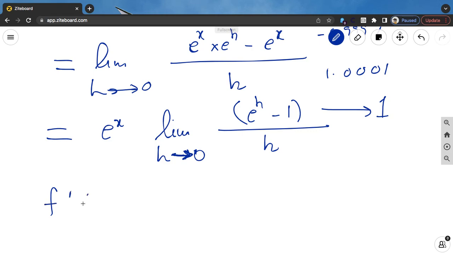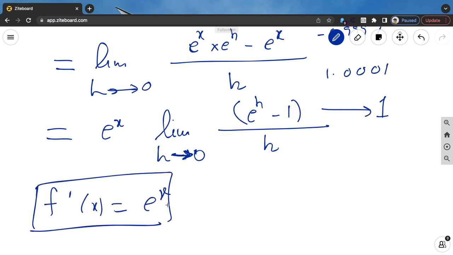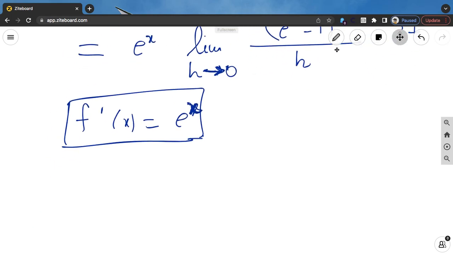So what is f dash x? F dash x is e raised to x. This is what I found visually also. I saw the derivative of e raised to x looked like e raised to x, and now by first principle I proved it. Fantastic. I will do one more example and then we will stop. And we will do more examples in the classroom.